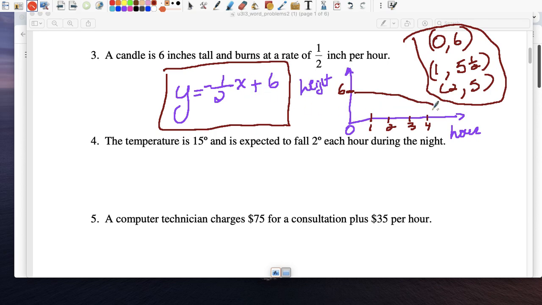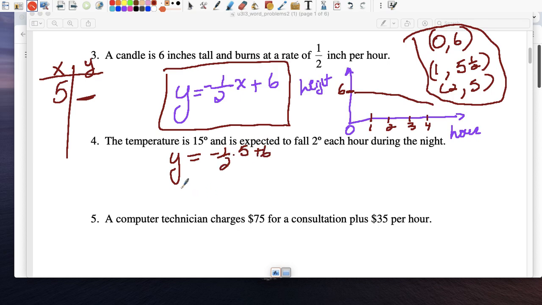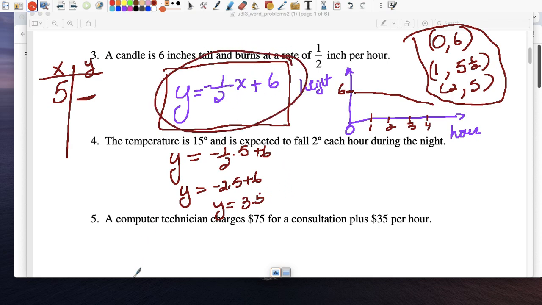So if I asked you, hey, at 5 hours, what's the height of the candle? Well, here's your input, your x, and you want your output, your y. We plug in the 5: y equals negative half times 5, plus 6. Half times 5 is 2.5, so negative 2.5 plus 6, and y, the height of your candle, would be 3.5 inches tall. So with this, you can find all the relations.